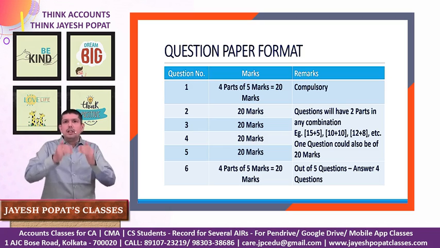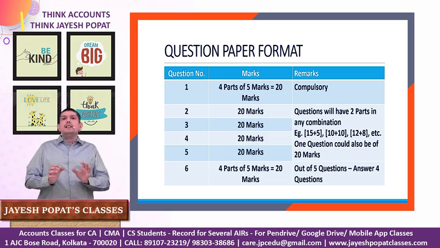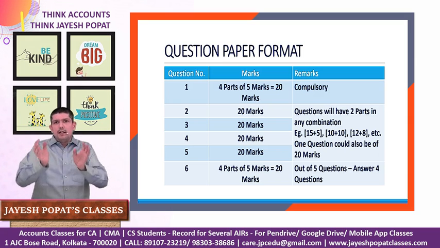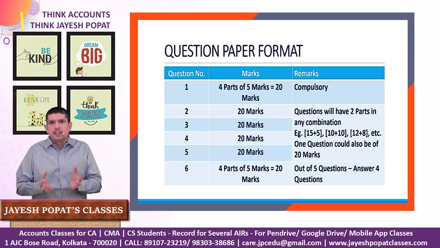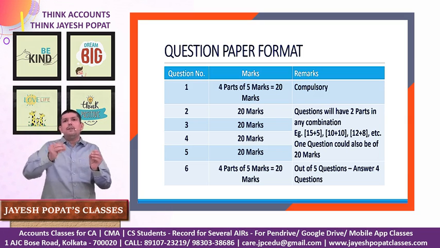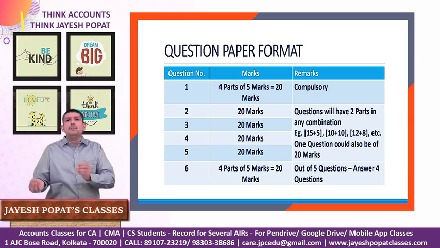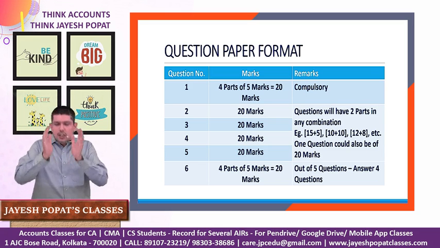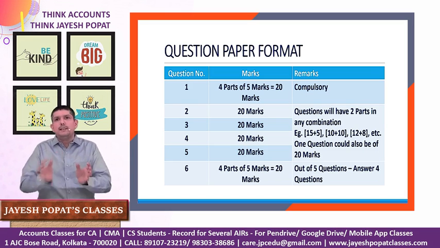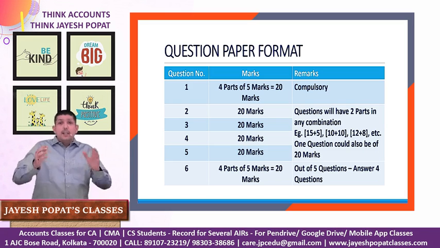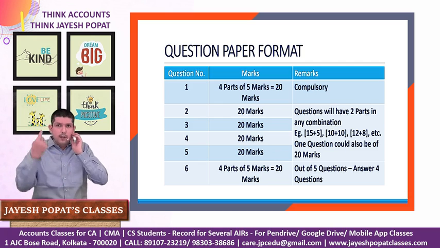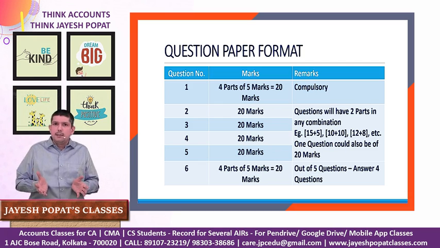Question number 2, 3, 4, 5 could be in 2 parts, or it could be a single 20 mark question as well. When the question is in 2 parts, the combination of marks could be 15 plus 5, or 10 plus 10, 12 plus 8. So there is no certainty as to what the breakup could be. It will be broken up into 2 parts and there will be a subdivision of marks. There is a possibility that out of 2, 3, 4 and 5 there could be one big question which could be a 20 mark question.